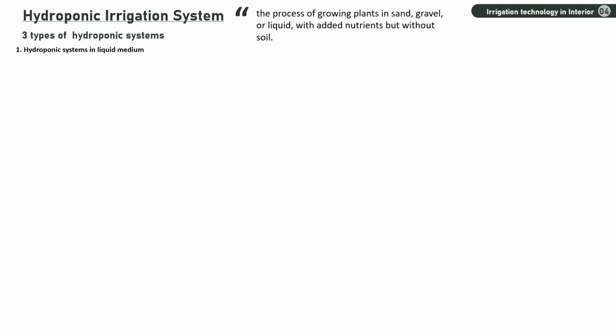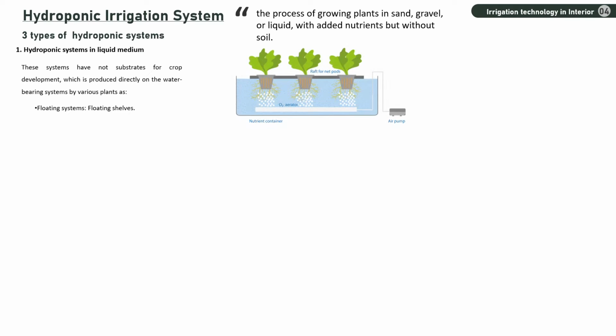First, we have the hydroponic systems in liquid medium. These systems have no substrates for crop development, which is produced directly on the water-bearing system by various plants, such as, first, the floating shelves. For the floating shelves, as shown in the picture, in deep flow hydroponics, well-rooted plants are placed in a net pot on a floating plate in the liquid reservoir like a raft.